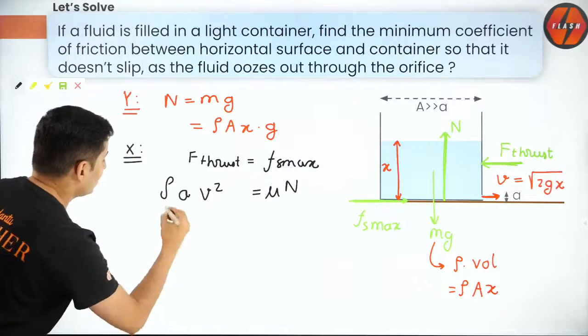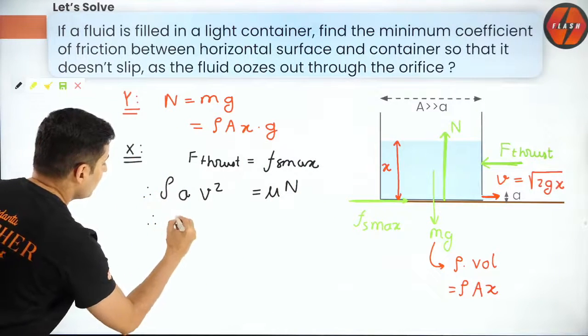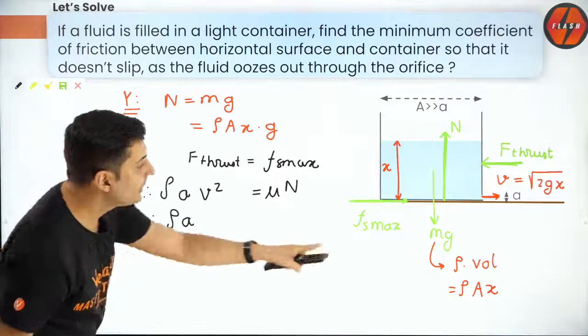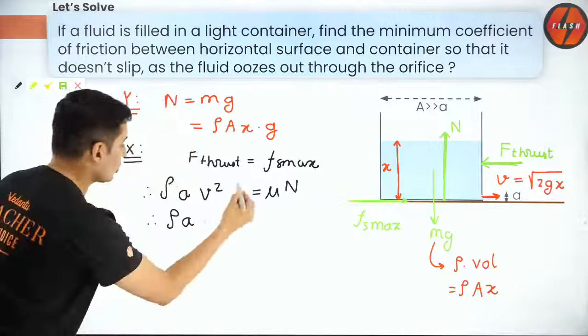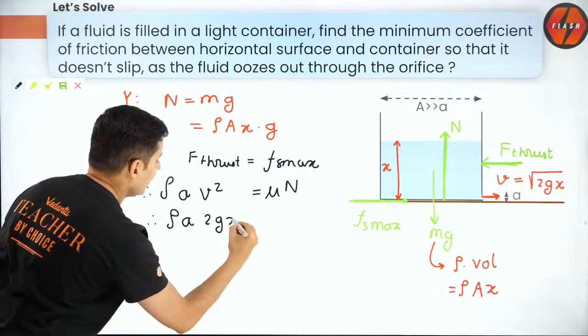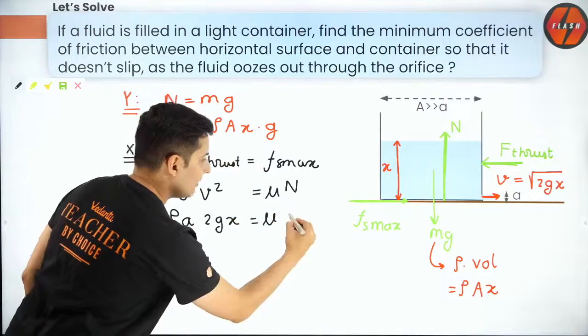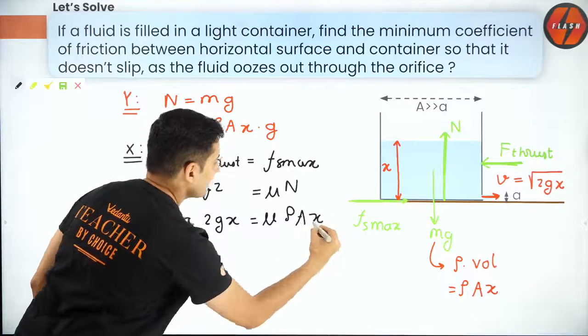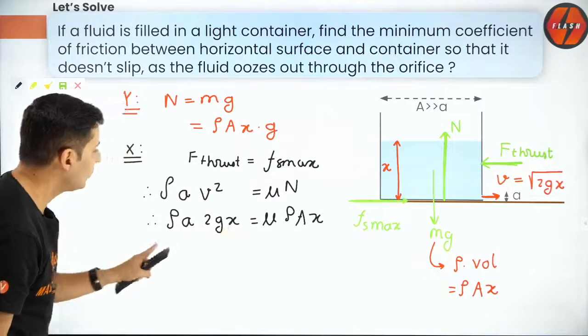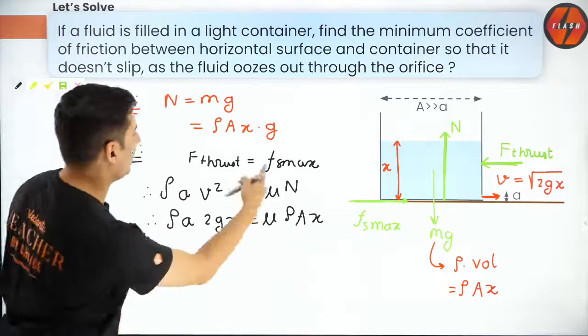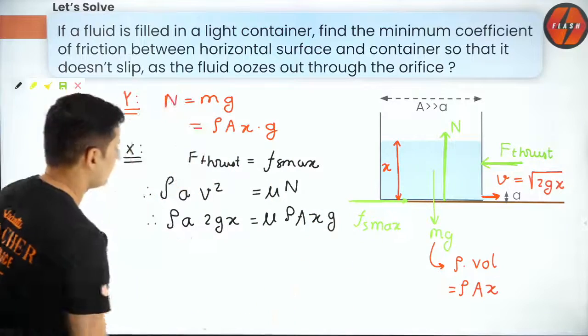Now just start substituting the values. Rho a v is root 2 gx, so square it, so it will become 2 gx is equal to mu into n. What is n? It will become rho ax. Now cancel out. Rho gone. Oh, I think I forgot one g. Yes, one g is also there.